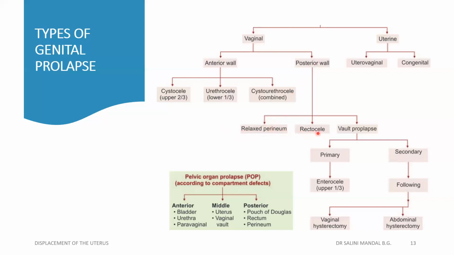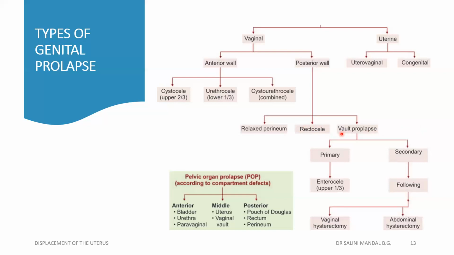Now, in case of rectocele, the laxity is in the middle part of the posterior vaginal wall and also the adjacent recto-vaginal septum. Please listen very carefully. The reason that can lead to rectocele is the laxity of the middle third of the posterior vaginal wall and the adjacent recto-vaginal septum. And as a result, there is a herniation of the rectum into the lax area. This is what happens in case of a rectocele.